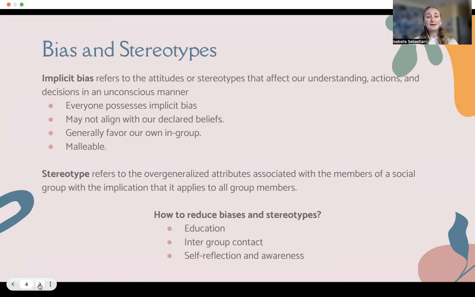Implicit biases are malleable. Our brains are incredibly complex, and the implicit associations that we have formed can be gradually unlearned through a variety of debiasing techniques.